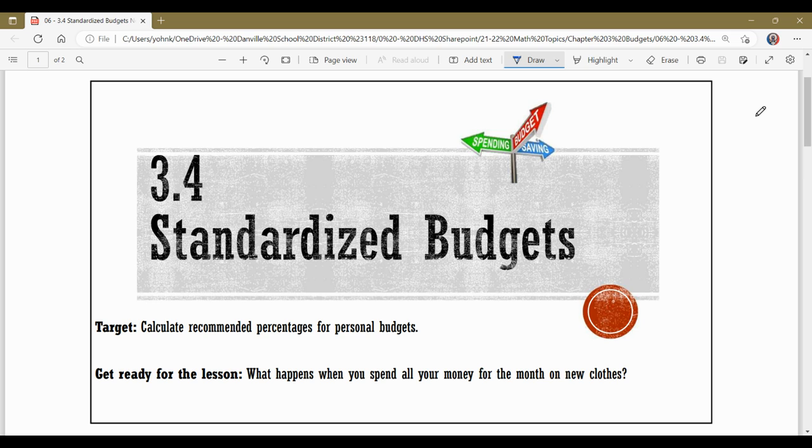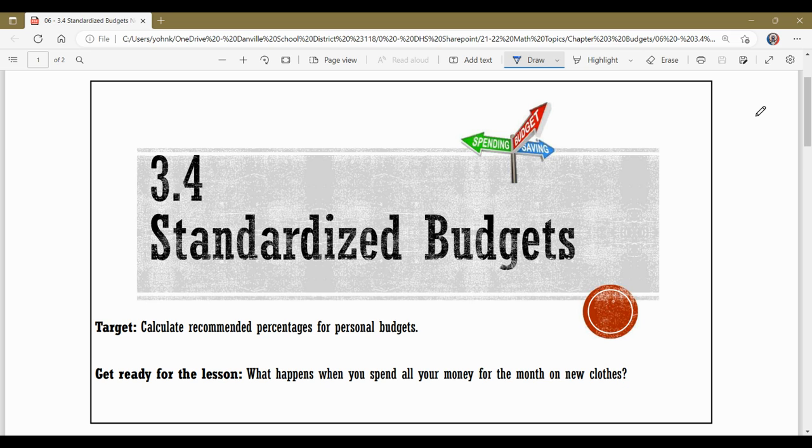Today you're going to learn how to calculate recommended percentages for personal budgets. The big question for today is what happens when you spend all your money for the month on new clothes? Well, you won't have any money to eat. You won't have any money for gas. You might look good, but you're not going to be able to go anywhere.